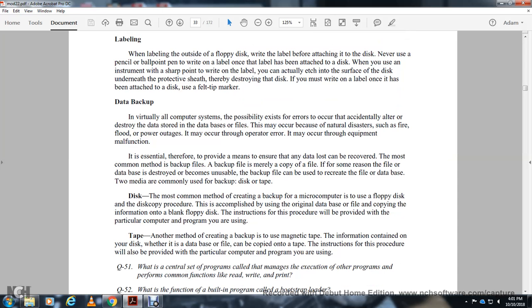Data backup. Virtually all computer systems are subject to errors that occur when they accidentally alter or destroy the data stored in a database file. That may occur with a natural disaster such as fire or flood, with a power outage, with operator error, or with many other equipment malfunctions. It is essential, therefore, to provide means to ensure that lost data can be recovered.